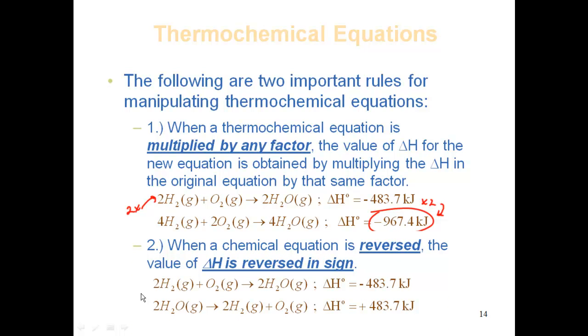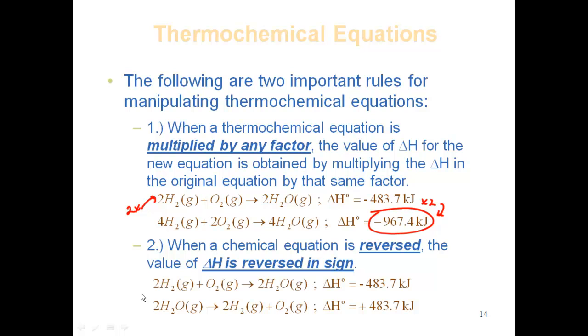The second important rule is when a chemical equation is reversed, the value of delta H is reversed in sign. So if I take 2 H2 plus O2 giving me 2 waters, which is a negative 483.7, that's an exothermic reaction since it's a negative value. If I take the reaction now and flip it, now I've got 2 waters giving me 2 H2 plus O2.